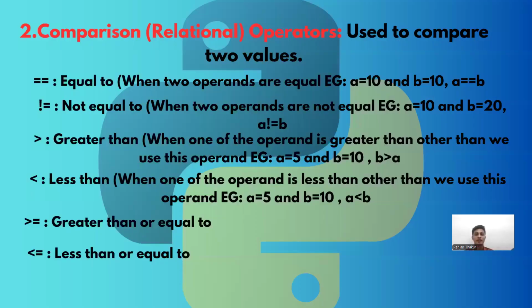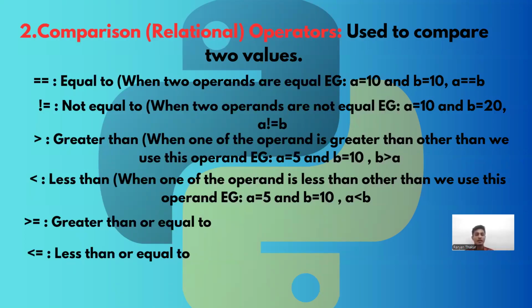Second one is comparison or relational operators. It is used to compare two values. First one is equal to, when two operands are equal. Example: a is equal to 10 and b is equal to 10, so a is equal to b. Second one is not equal to, when two operands are not equal. Example: a is equal to 10 and b is equal to 20, so a is not equal to b.